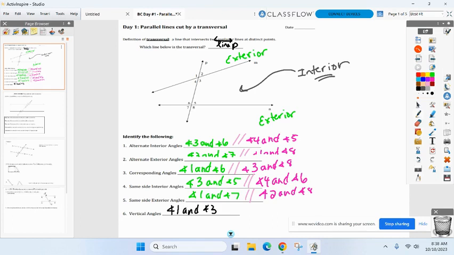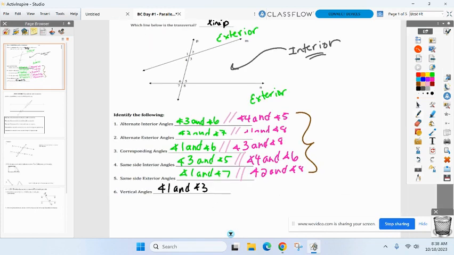All right. Next thing we got to talk about. We know the names. We know how to name them now. What is so great about them? The only thing we know is, what about vertical angles? They are congruent. But what about these? Are they congruent? Maybe they're supplementary? Let's find out.